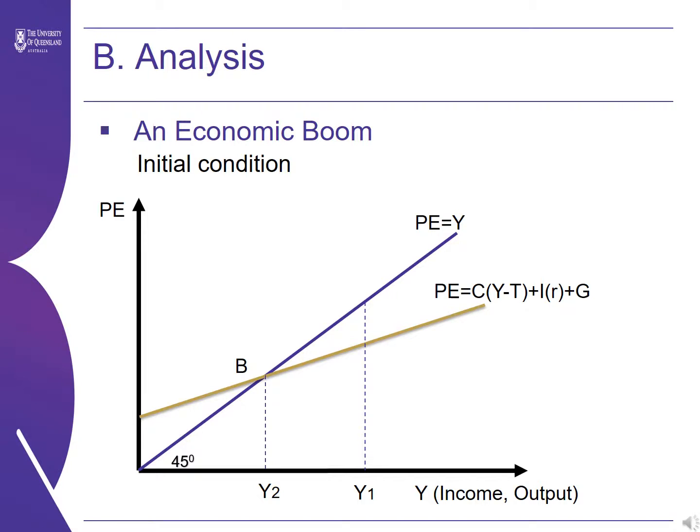Now let's consider the economy in boom. Before an economic boom, the economy was at the potential level at point B, where Y2 is the potential level of output. Now due to the economic boom, the actual output of the economy has increased to point A, where the actual level of output Y1 is greater than the potential level of output. Again, the government has two options: budget surplus or budget deficit.